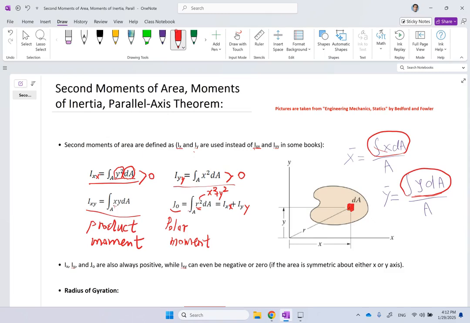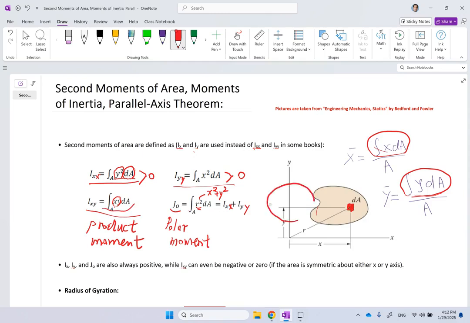What about the product? The product could be positive, negative, or 0. For instance, if it's in the first quadrant or the third one, the product of xy is positive, because either both are positive or both are negative. But if it's mostly in the second or fourth quarter, it could be negative. So this number could be positive, negative, or 0. When can it be 0? When the part is symmetric with respect to the x or y axis.